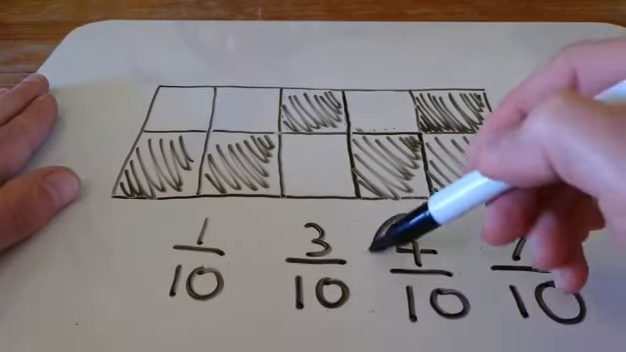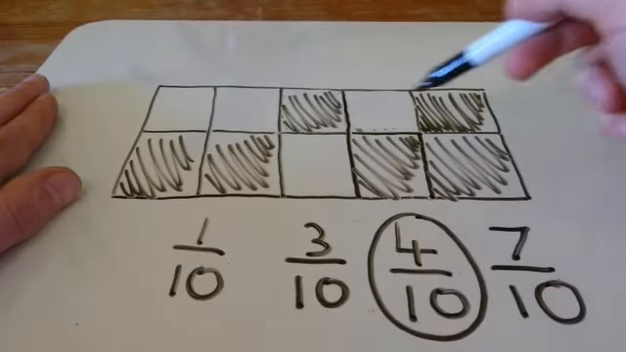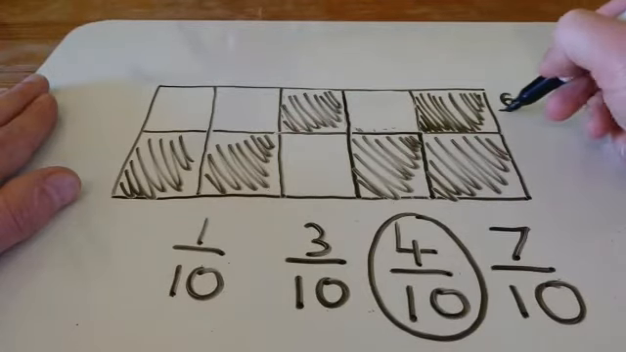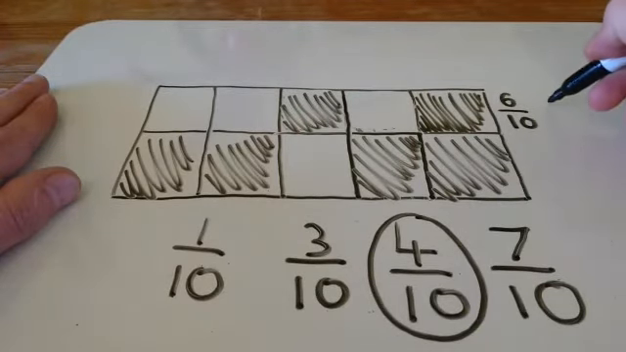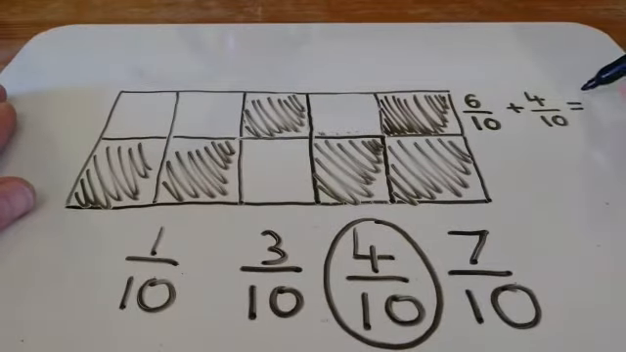If you chose 4 tenths, you are absolutely right. I know that I have got 6 tenths here. And if I add on 4 tenths, I will make my whole of 10 tenths.